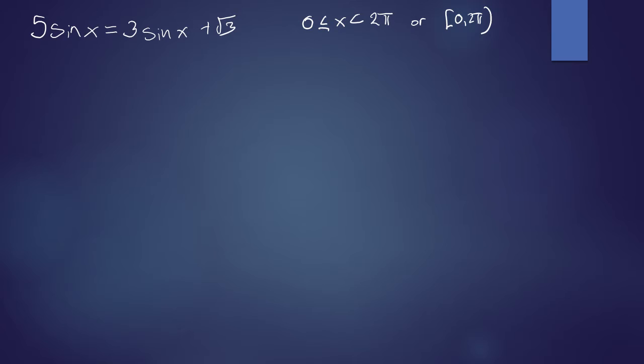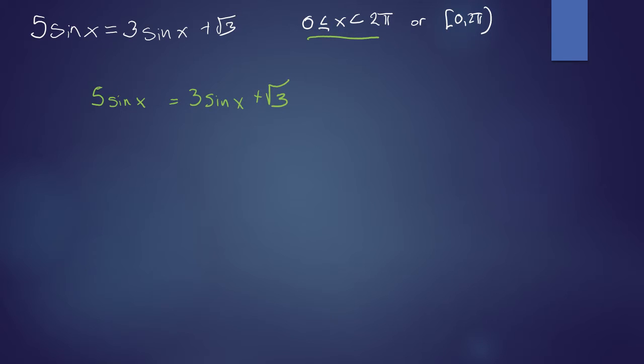So our first example, we have the equation 5 sine of x equals 3 sine of x plus square root 3. And this is one where we can use algebraic manipulation. Oh, also we're given that the interval for x is between 0 and 2 pi. This is one where it's fairly straightforward.